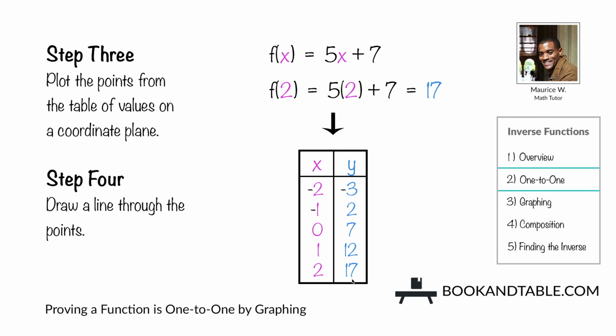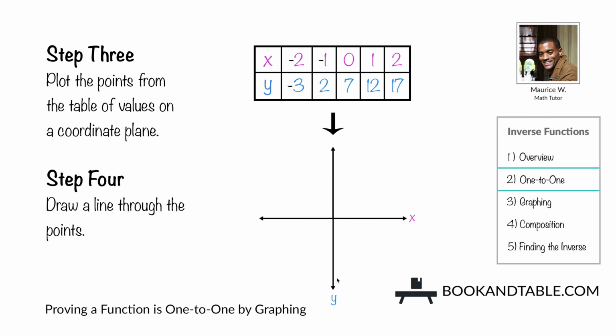So now, step 3, we want to plot the points from the table of values on a coordinate plane. So we'll take these points and plot them. So our first point is -2, -3. Our second point is -1, +2. Our third point is 0, 7. Our fourth point is 1, 12. And our fifth point is 2, 17. And now with these 5 points, we have enough to sketch our f of x, which is this straight line.